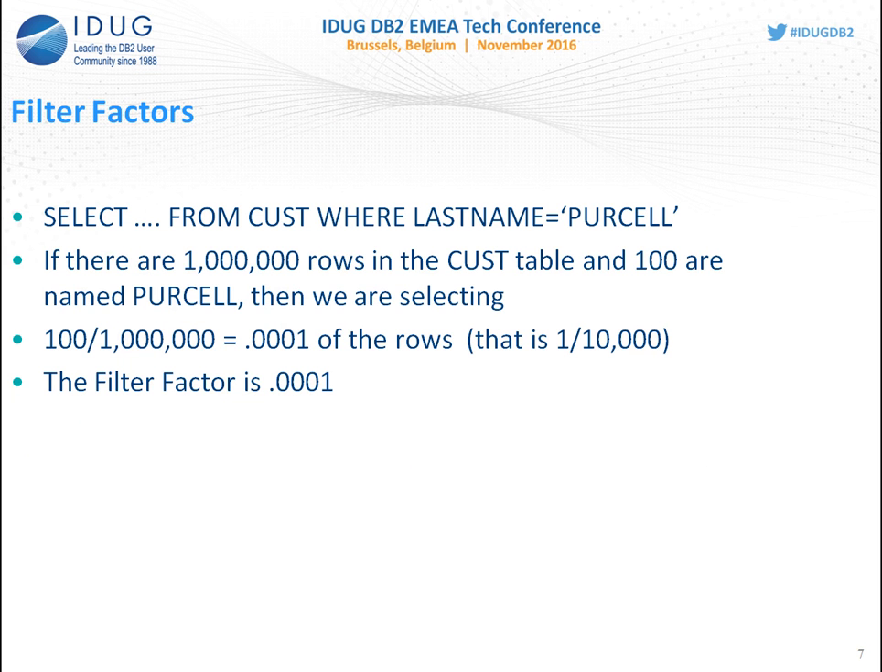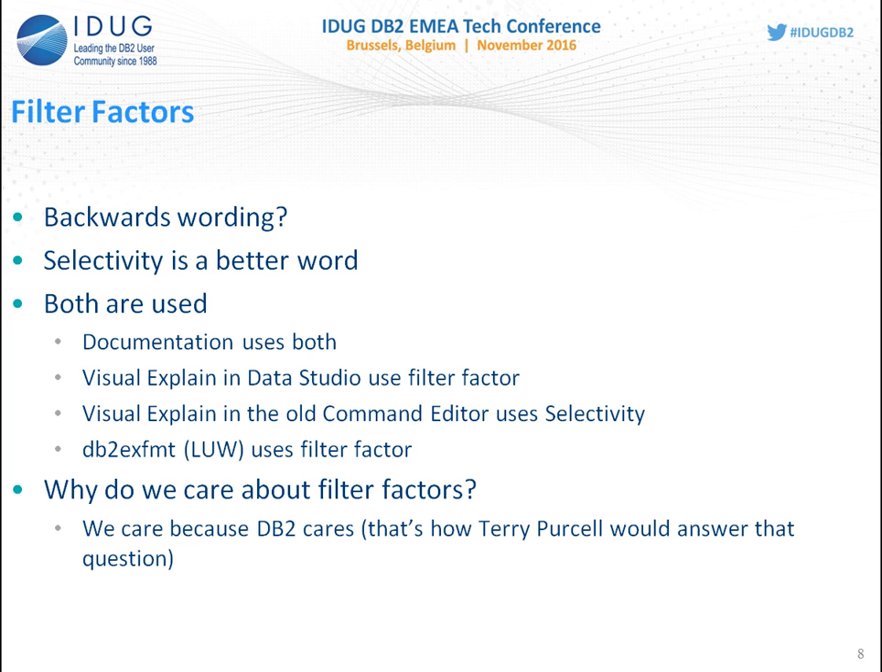So looking at a quick example of what a filter factor is, if there are 1 million rows in the cust table and 100 of them are named Percell, then we're selecting 100 rows out of 1 million, which is 1 out of 10,000, so the filter factor is 0.0001. Both terms are used. The documentation uses both words in different places. Visual Explain uses filter factor. On LUW in the old command editor, it used the word selectivity. On LUW, the text-based Visual Explain uses filter factor.